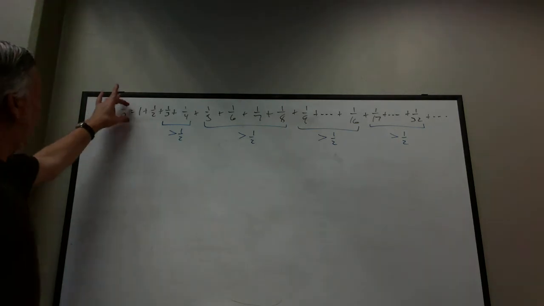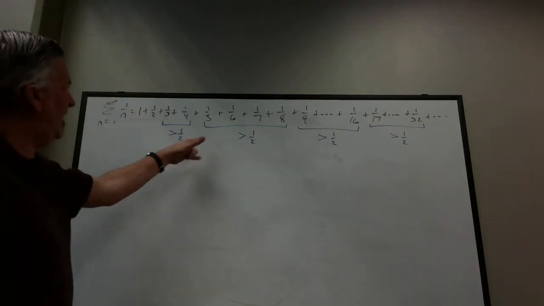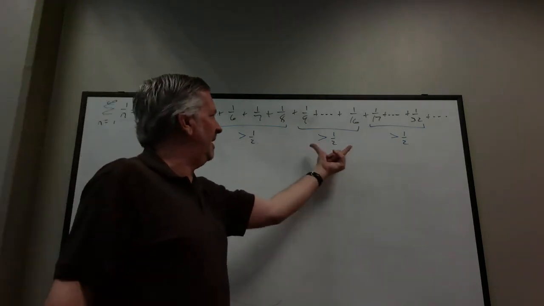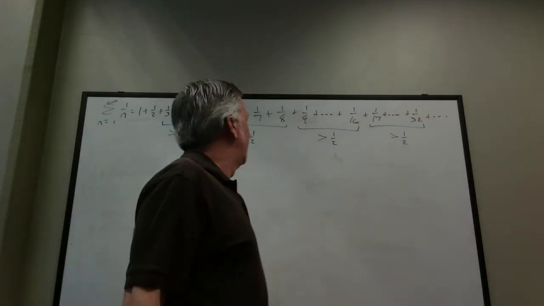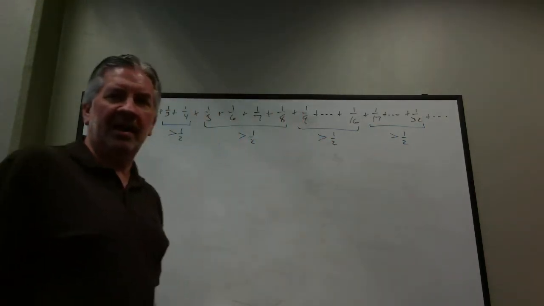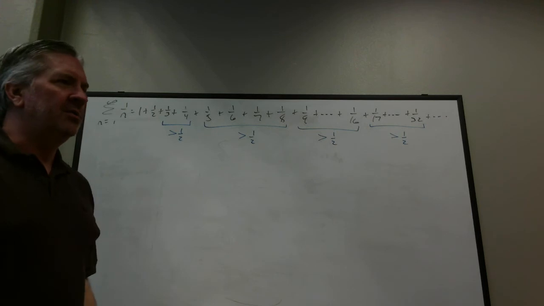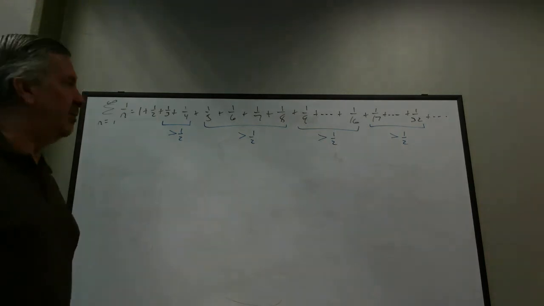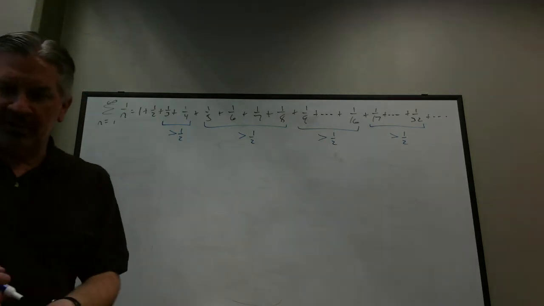So notice you have 1 plus a half, plus a number bigger than a half, plus a number bigger than a half, plus a number bigger than a half, etc. If you keep adding terms that are bigger than a half forever, it's not going to converge, right? It's going to blow up. So that's one argument. So that's part A.